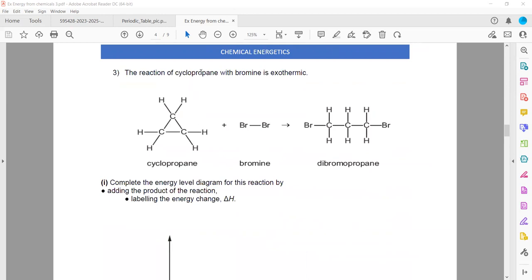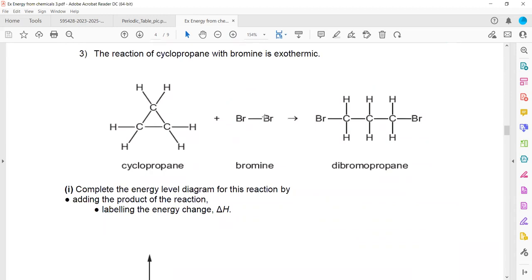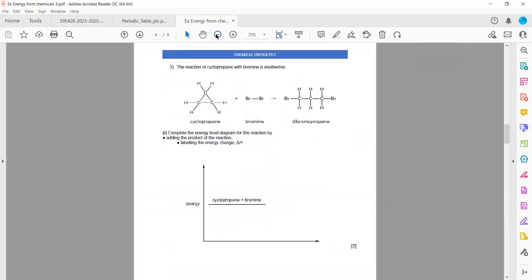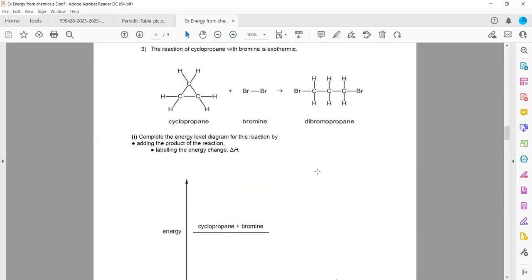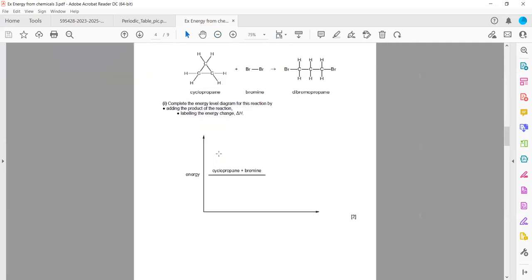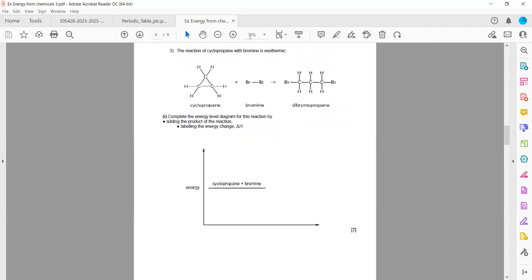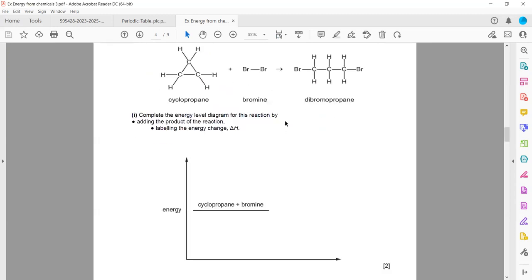Another question. The reaction of cyclopropane with bromine is exothermic. An exothermic reaction means reactants have high energy and the products have low energy. So cyclopropane reacts with bromine to give dibromopropane. We have to complete the energy diagram by adding the product and the label for energy change. They already mentioned that this reaction is exothermic. Cyclopropane and bromine are the reactants. So what will be the product here? The product is dibromopropane.